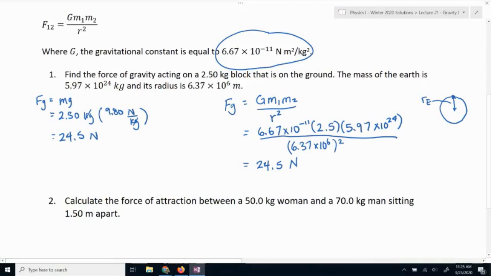So do you see, it doesn't matter which formula we use when we're close to the surface of the Earth, we might as well just use the easy formula, Fg equals mg. But the other formula will always work anyways.